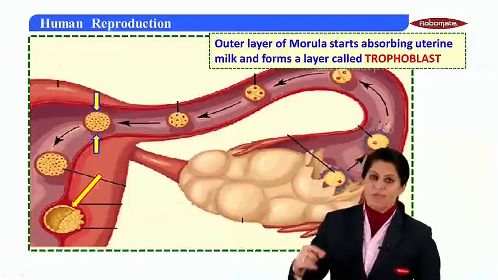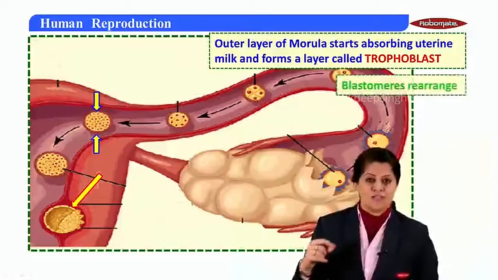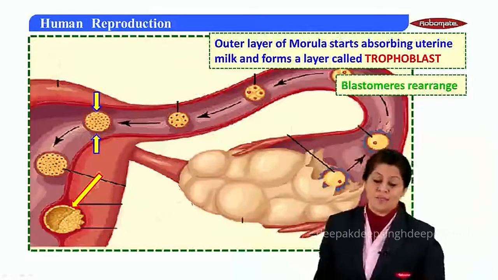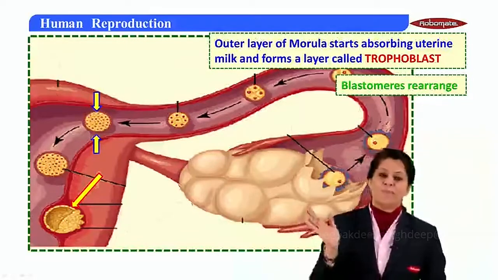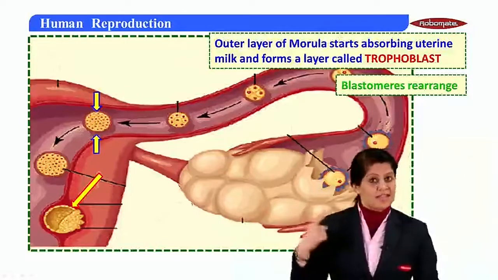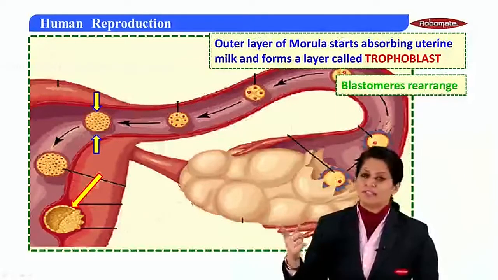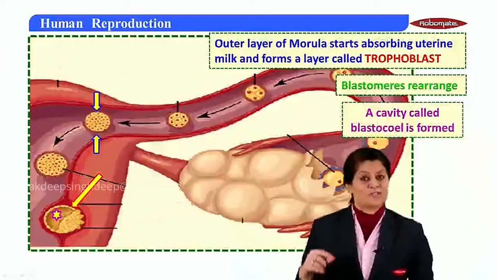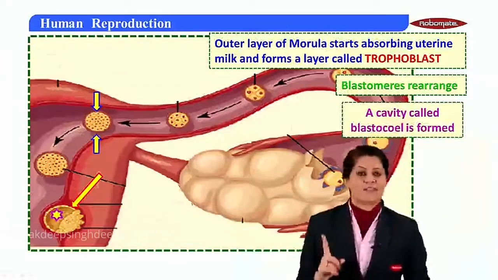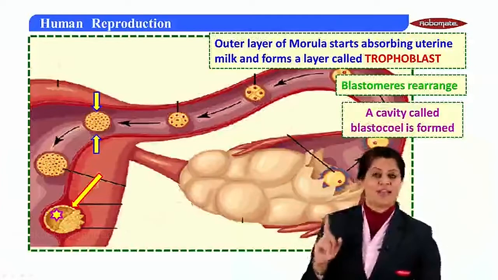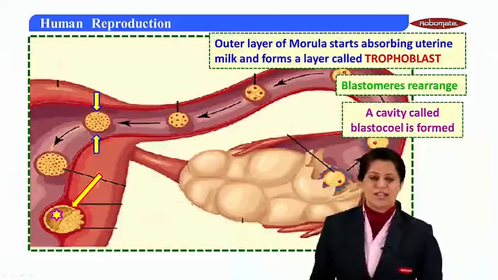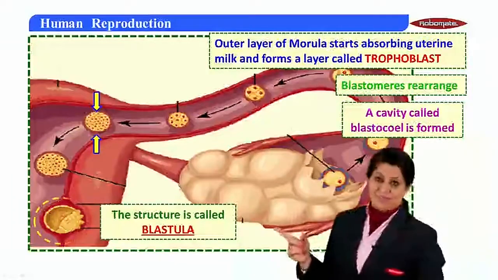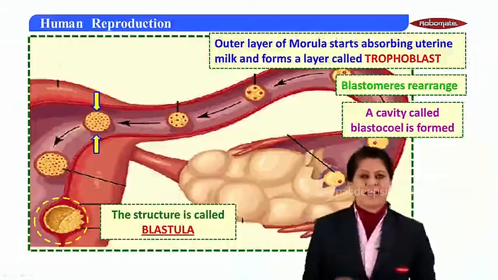So blastomeres start rearranging. Why? Because there's a fluid getting inside the embryo. So the cells kind of push towards an end. Cells rearrange, thereby resulting in the formation of a cavity which is called blastocele, and we call this embryo, which is having a cavity called blastocele, this embryo, students, is called blastula. And now let's see how exactly it is formed.